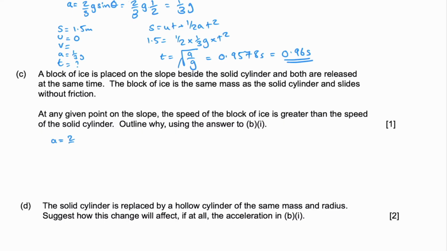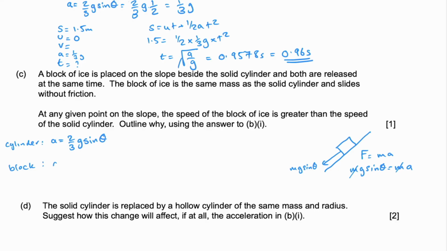The answer to B1 was 2 over 3 g sine theta, and that's for the cylinder. Can we find an expression for a for the block? Well, let's try that, because then we can compare them. The block of ice will have a force acting down the slope of mg sine theta. There's no friction. Okay, so the force causing acceleration is F equals ma, so mg sine theta equals ma, the m's cancel. So the acceleration for the block is a equals g sine theta.